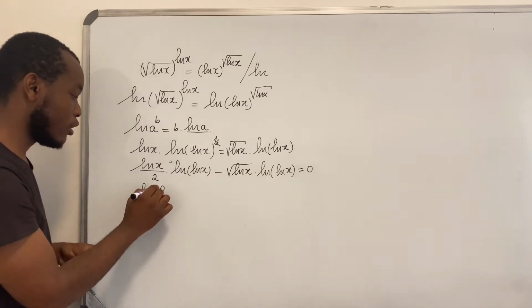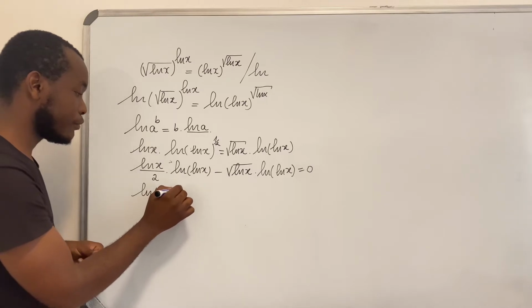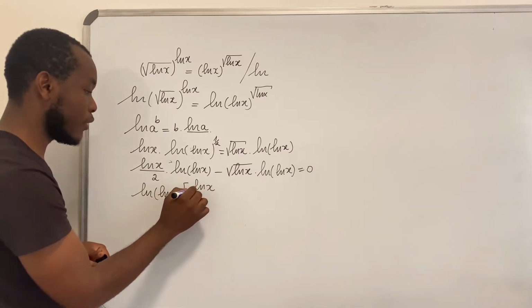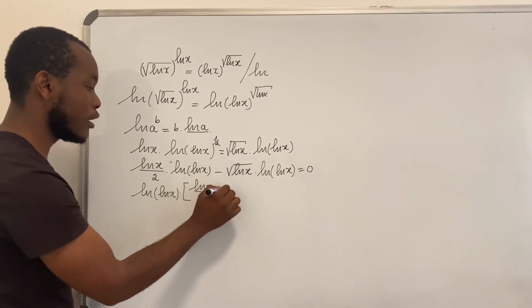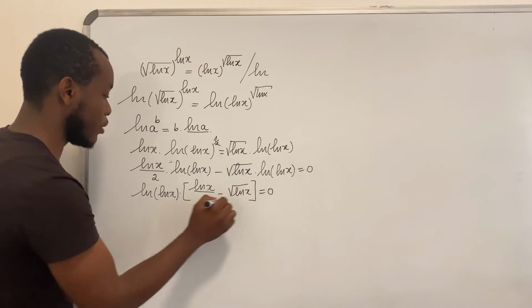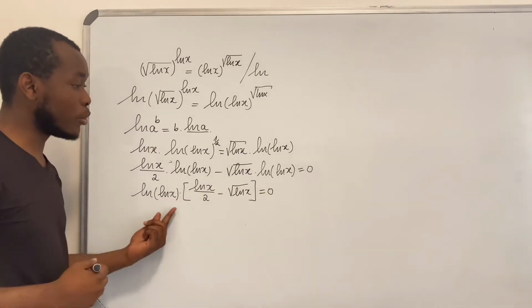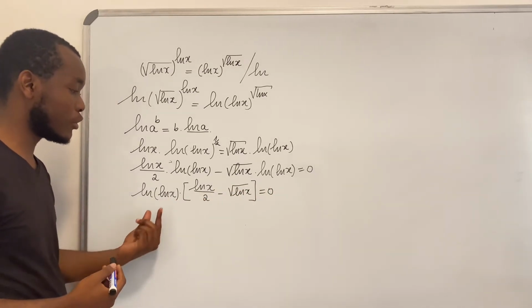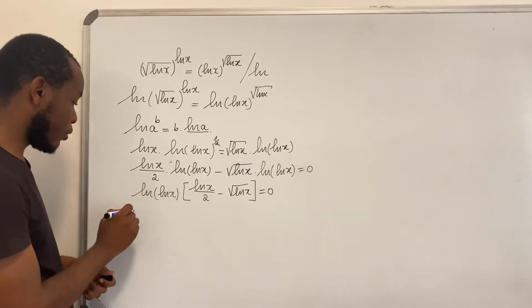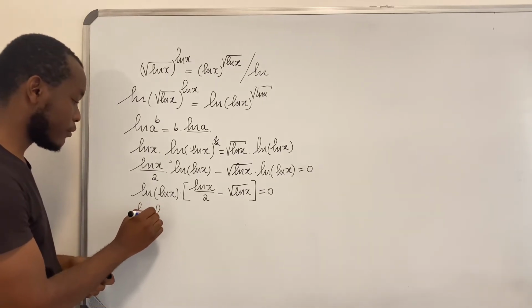We have ln of ln x times, it's going to be left with this expression minus the other expression, equal to 0. Now we have the product of two expressions being equal to 0. It's going to be 0 if at least one of them is 0. So we're going to equal the first one to 0 first.